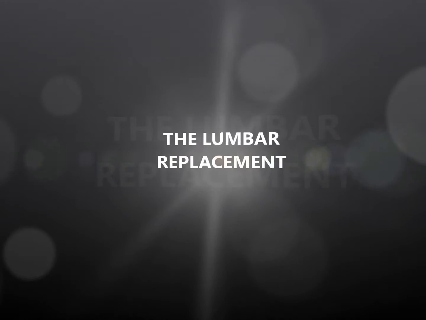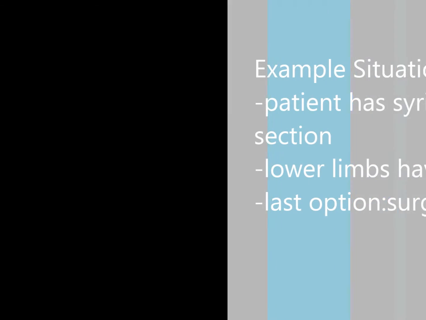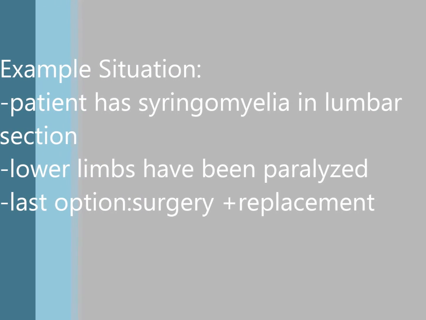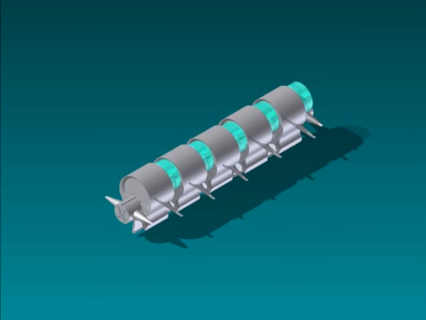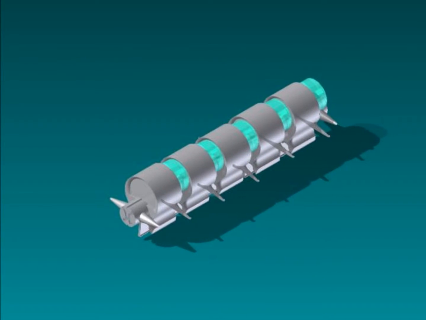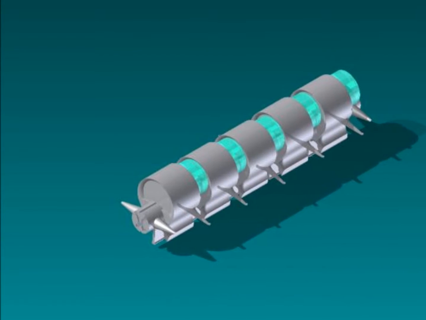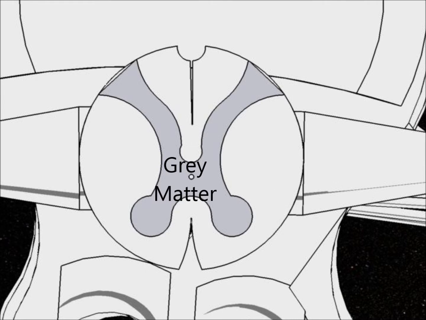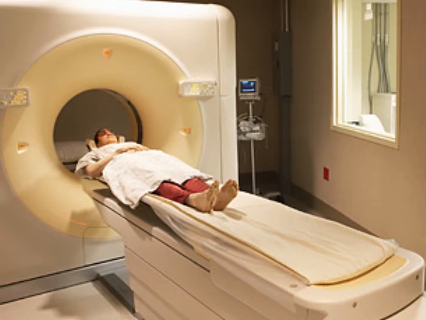Now let's take an in-depth view on the lumbar section replacement. In the example of the patient with the syrinx on their lumbar section, the patient is now paralyzed in their lower limbs as the syrinx has damaged and killed the majority of the motor neurons. In an effort to give the patient movement back in their lower limbs, I have designed a new lumbar section for the patient. The lumbar section will be composed out of the patient's own neurons, neurofibers, and tissues, so the new lumbar section will adapt with the body.